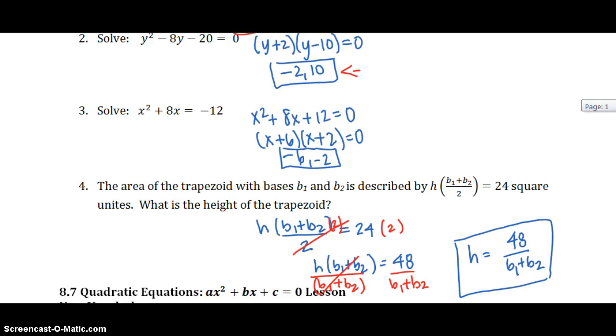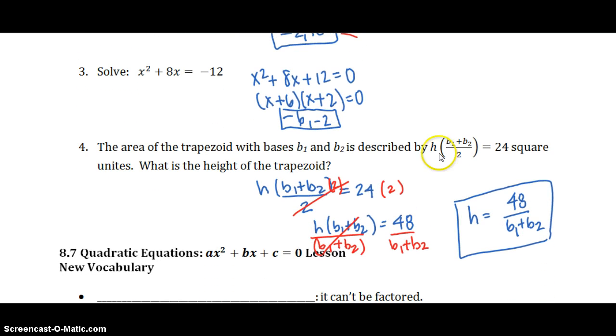And number 4 is just an exercise in solving for h. So it's just making sure you know how to manipulate an equation. First I multiplied both sides by 2 to get rid of my fraction, and then I divided both sides by the sum of the two bases, which cancels, so h equals 48 over the sum of the two bases. It's a funny looking equation. It doesn't look like anything we usually work with, but that is how you would isolate h.